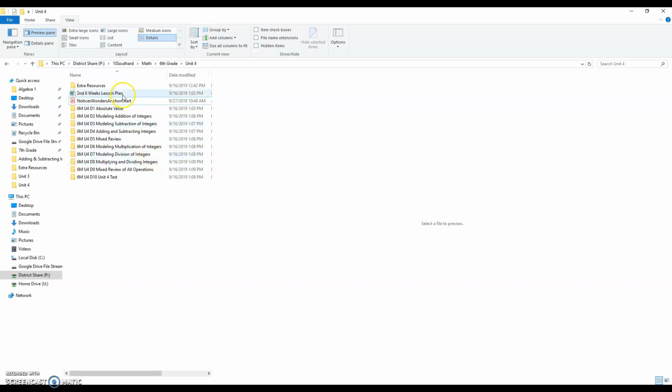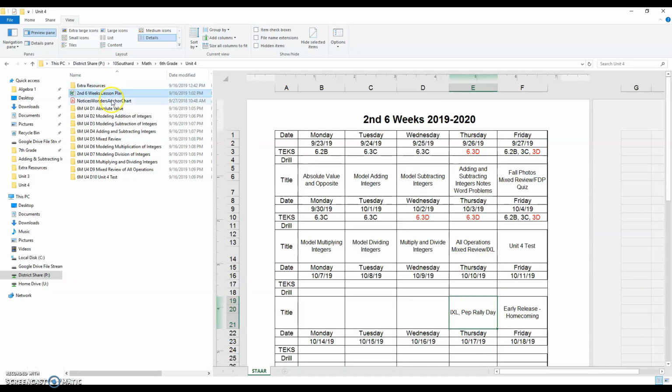One of the first things that you can look at is your second 6 weeks lesson plan. Right now, we have everything filled out for the first 2 weeks, and that's all of Unit 4. We are in the process of finishing the rest of this out to include also Unit 5.